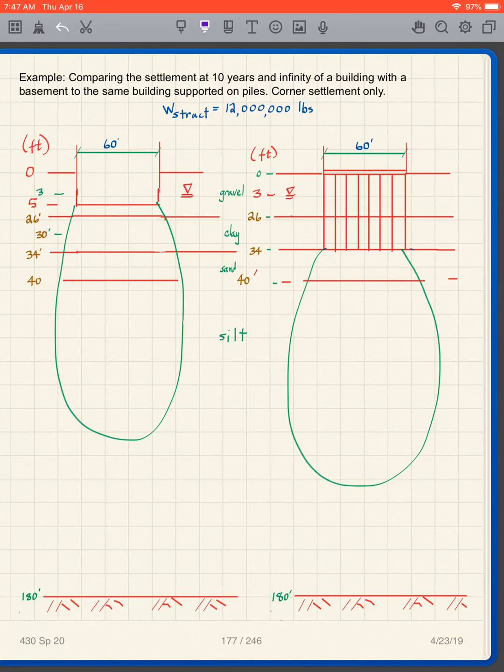So this is an example comparing the settlement at 10 years and infinity of a building with a basement to the same building supported on piles. And in this particular case, I'm asking for the corner settlement only. The weight of the structure is 12 million pounds.